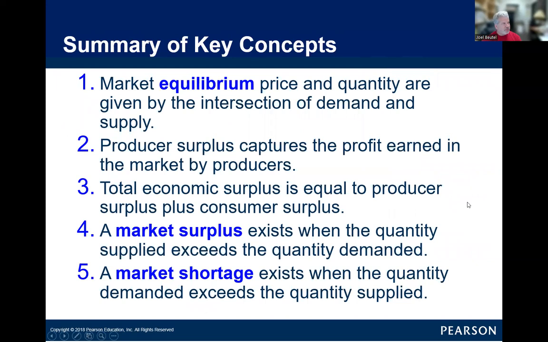Just the summary of what we've gone over: finding the market equilibrium and calculating producer and consumer surpluses, what happens when those curves shift, and how that impacts the consumer and producer surplus. And then the fact that if prices are above or below the equilibrium price, we end up with market surpluses or market shortages.